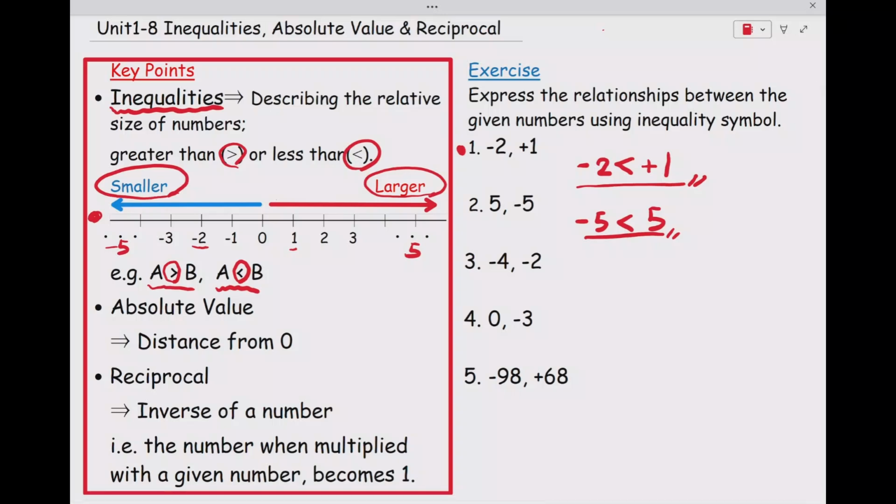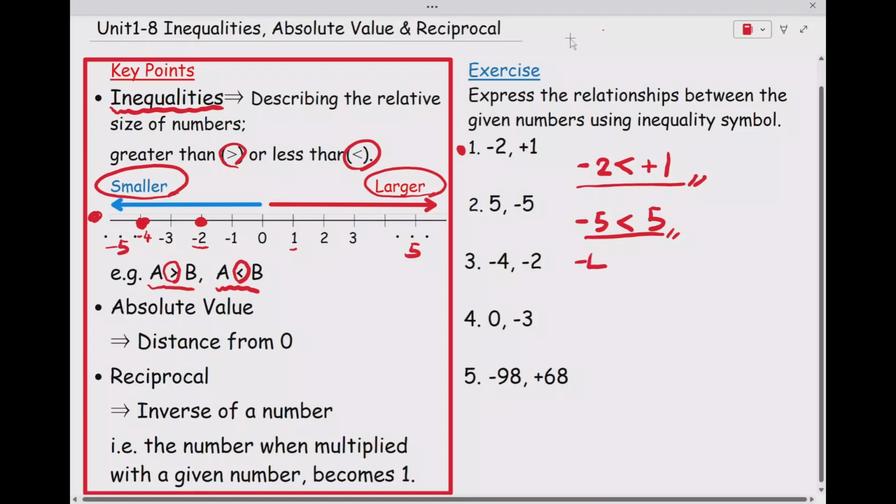If we look at the number line, -4 is here, and -2 is here. Since the number gets larger as it goes to the right, -2 is larger than -4. Therefore, the answer is -4 on the closed side, and -2 on the open side like this. And it reads -4 less than -2. Or you can also write this and say -2 greater than -4.